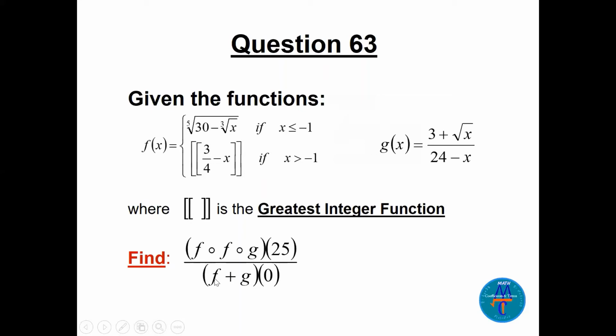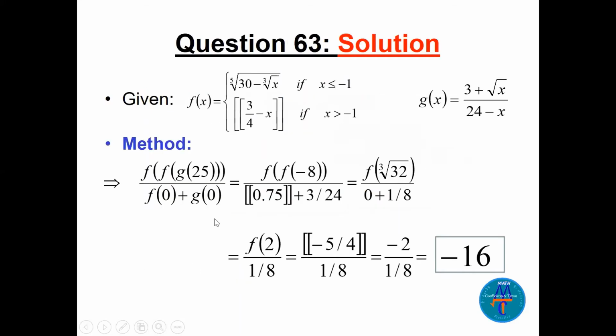And here we know f plus g of 0 means f of 0 plus g of 0. So I replace 0 in the f, 0 in the g. Just make sure you are using the correct condition. And the answer is minus 16.